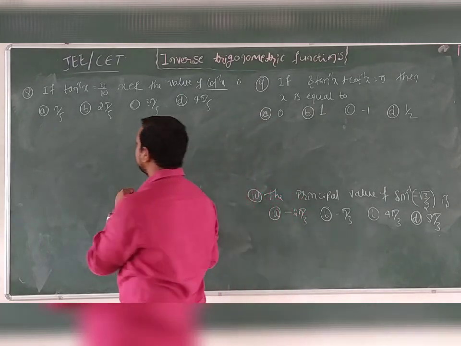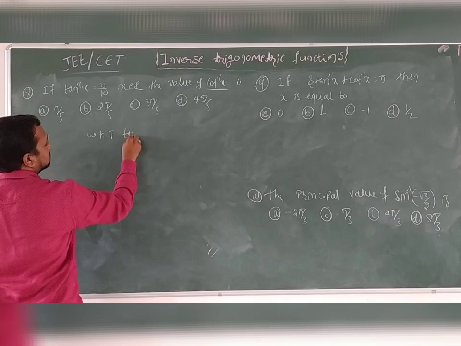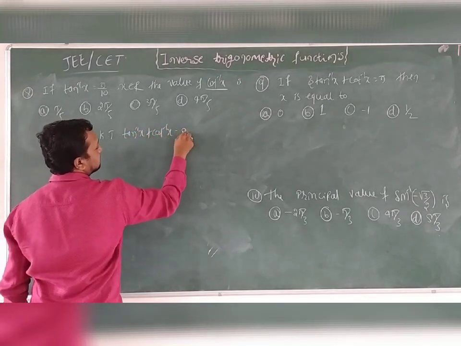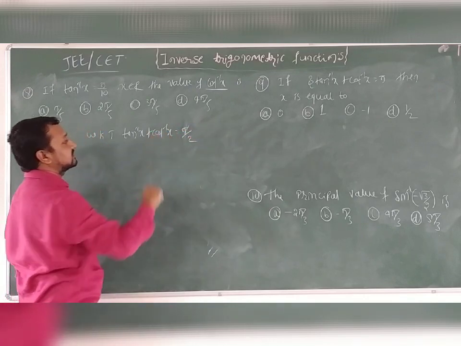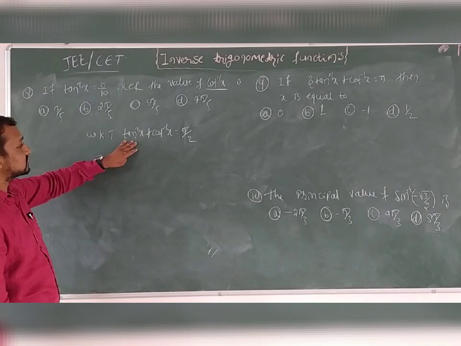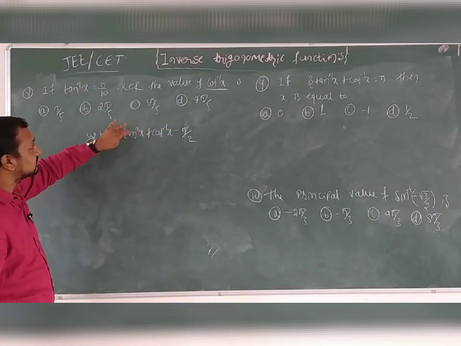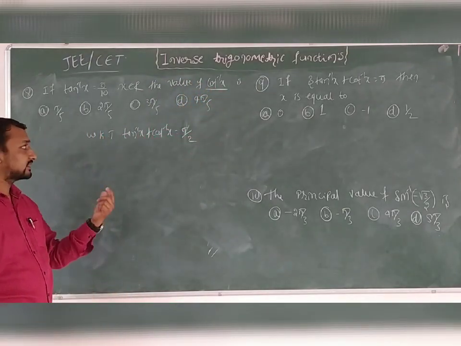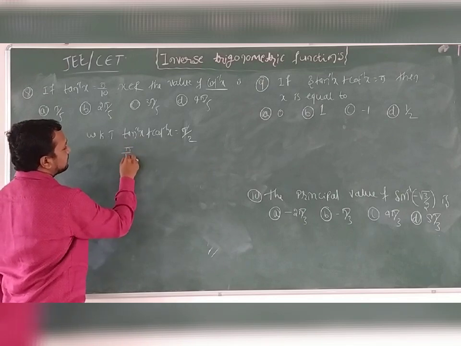We already know that tan inverse of x plus cot inverse of x is equal to pi divided by 2. This is one standard result. Here tan inverse of x is given, and we have to find cot inverse of x. That is equal to pi by 2 minus the value of tan inverse of x, which is pi by 10, so pi by 2 minus pi by 10.